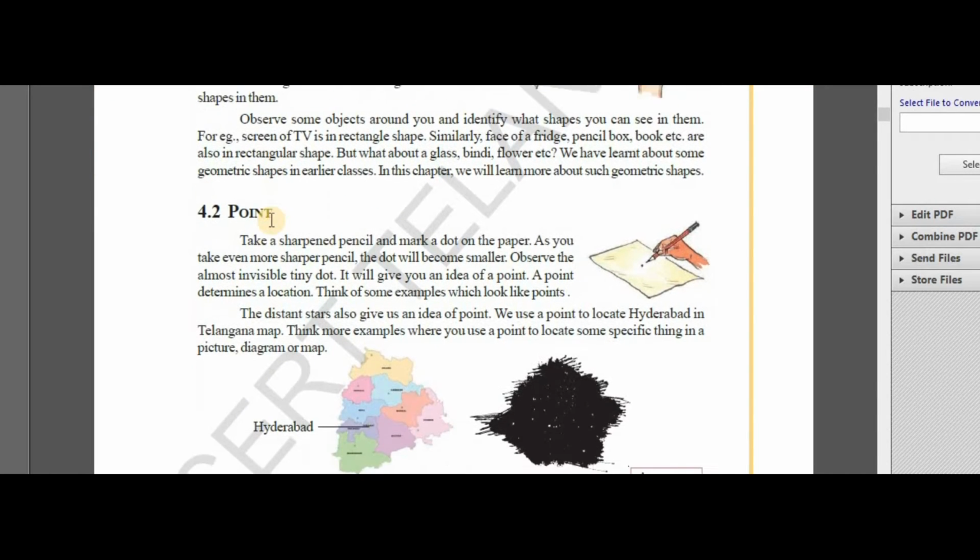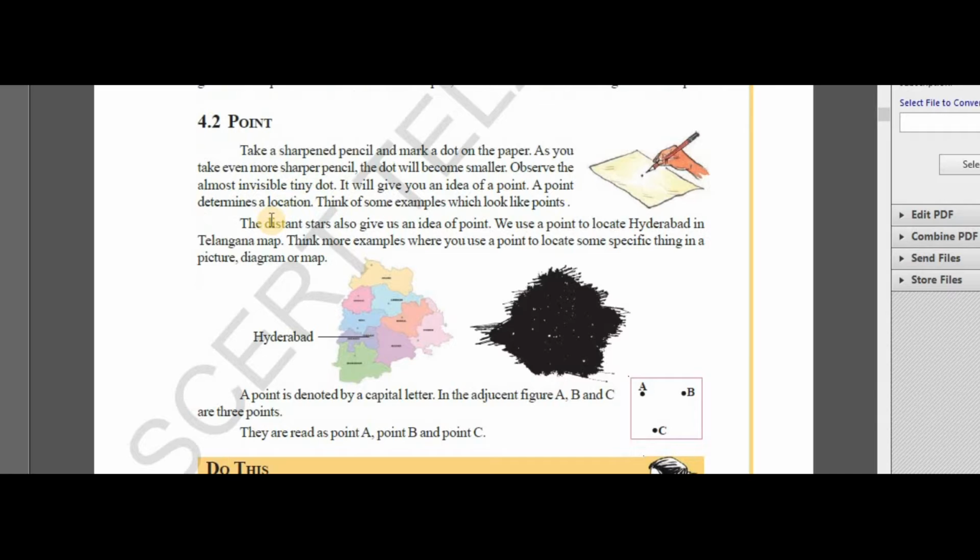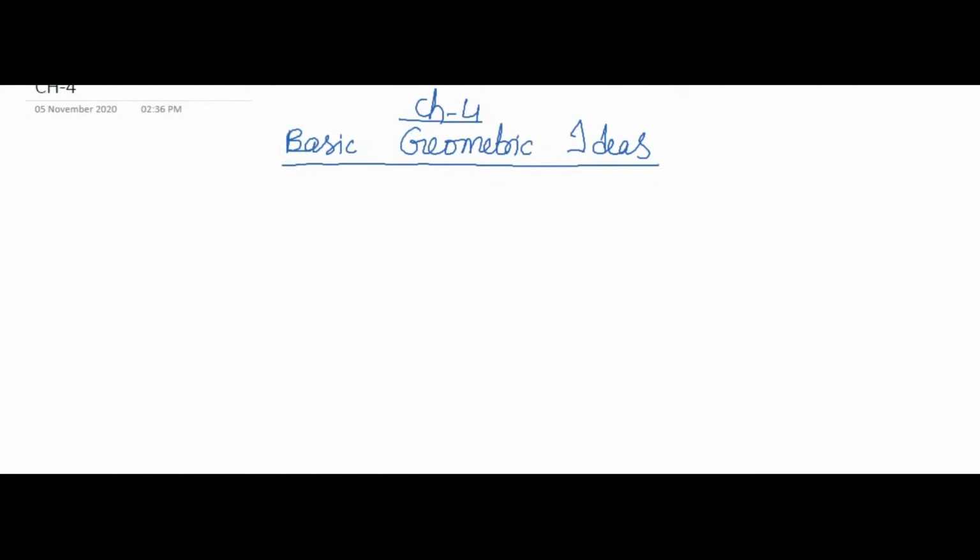Okay students, now moving on to the next point here. Yes, it is showing point. What do you mean by a point? Okay students, now I'll just explain what you mean by a point and all, and then we will read this. So I just opened my notebook here, and chapter 4 I kept the heading, and Basic Geometrical Ideas I kept here. Okay students, now I just want to explain something.